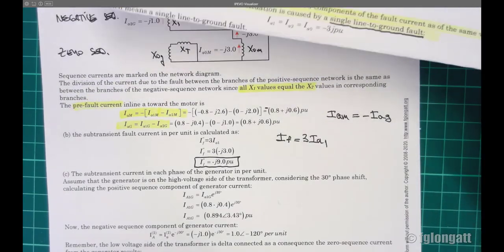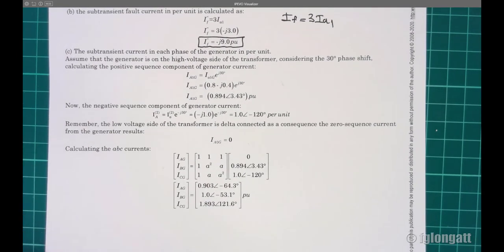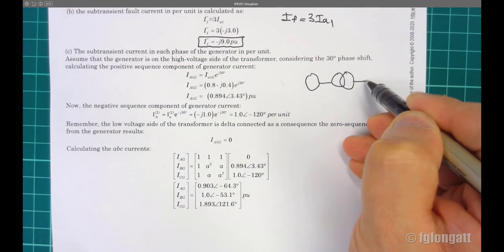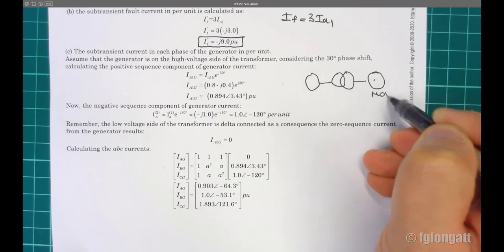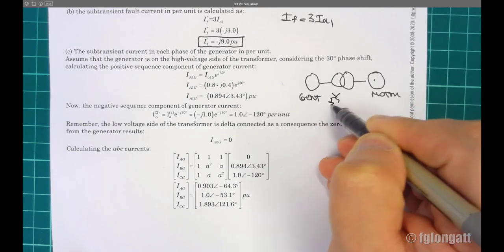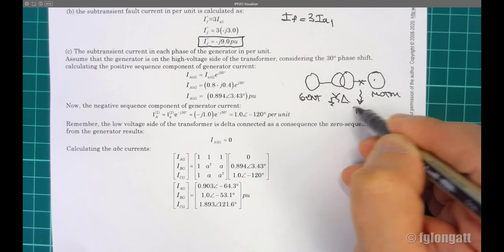If you look over here, now what I will show you is the basic solution, okay? What is happening? Well, we have here the generator, we have here the transformer, we have here the motor. This is the motor, this is the generator, this is the star connection, this is the delta connection, the fault happened here. This is the fault.